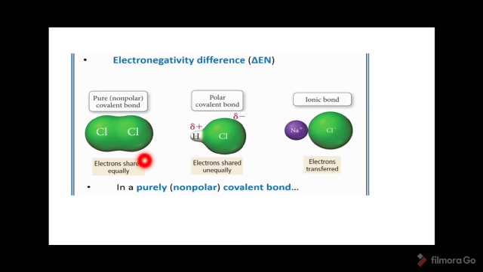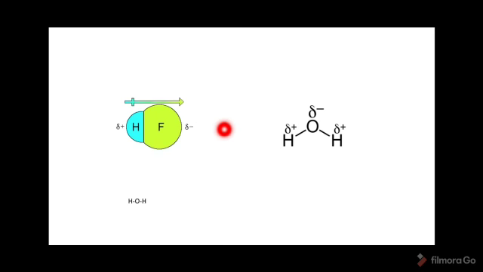In a polar covalent compound, electrons are not at equal distance. But in the case of a nonpolar covalent bond, electrons are equally shared. Electrons are at equal distance. HCl is an example of a polar covalent bond. The Cl2 molecule, the chlorine molecule, is an example of a nonpolar covalent bond. Next, hydrogen fluoride is also an example of a polar covalent bond. H2O is also an example of a polar covalent bond.